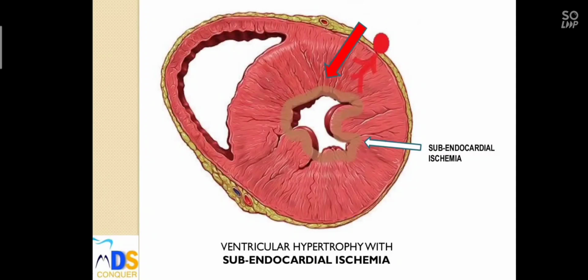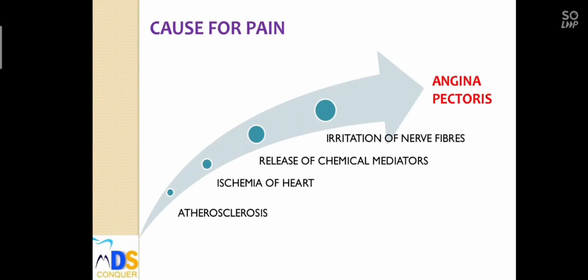The subendocardial region is more prone to ischemia because it is the last area of the ventricle to receive blood from the coronary artery. You can compare it to being the last person in a buffet: you don't get the same food as the first person, right? So what is the cause for the pain? We have already discussed that the ischemic heart releases chemical mediators like adenosine and bradykinin, and these cause irritation of nerve fibers in the chest region, and this causes angina.